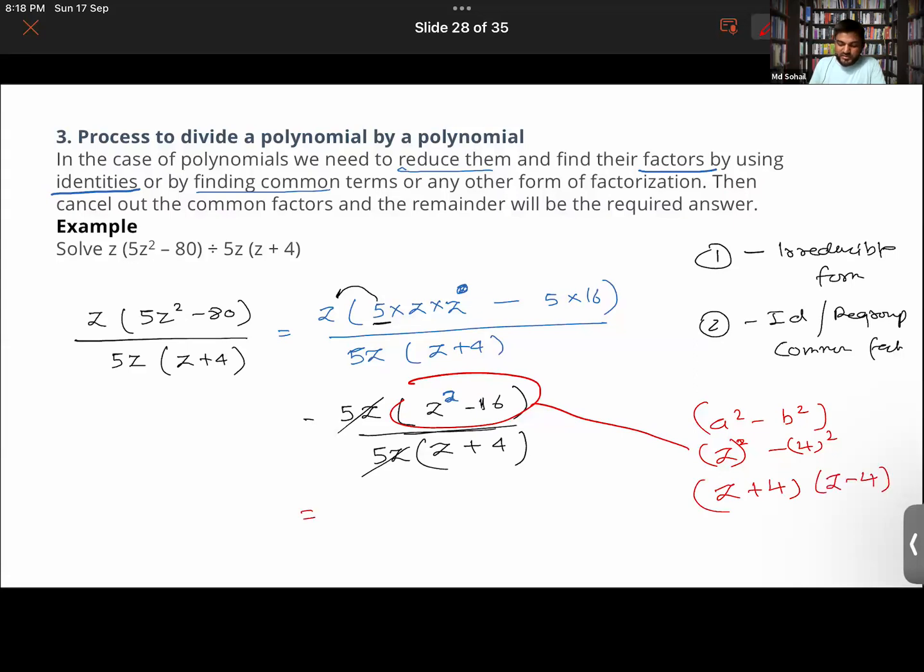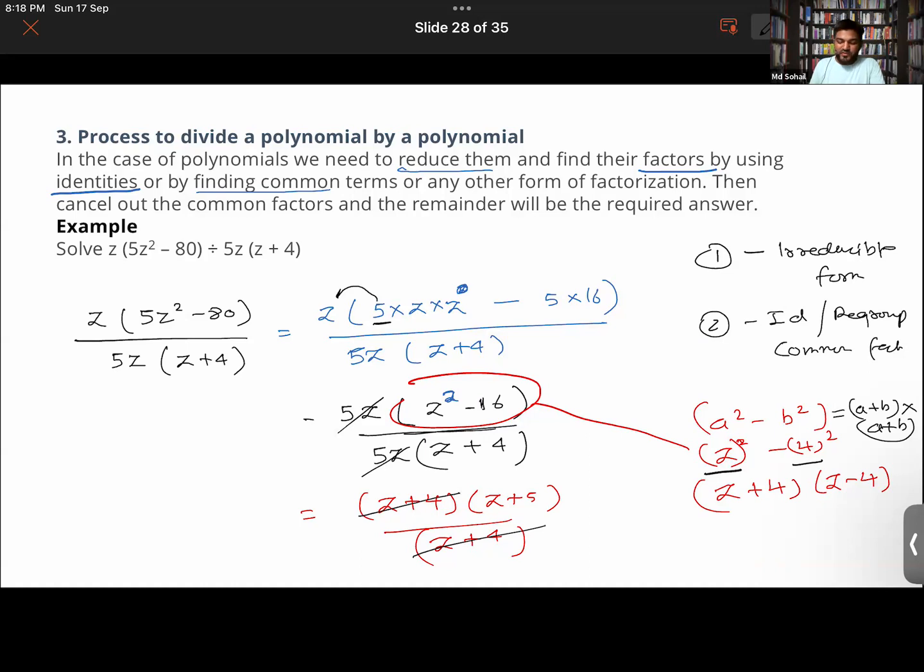It can be written like this: z plus 4 into z minus 4 upon z plus 4. Sir, but in the above, it's z square minus 16. Yes. z square minus 16 can be written like this: z whole square minus 4 whole square. It is of the form a square minus b square is equal to a plus b multiplied by a minus b. So z plus 4 and z plus 4 are going to get cancelled here.